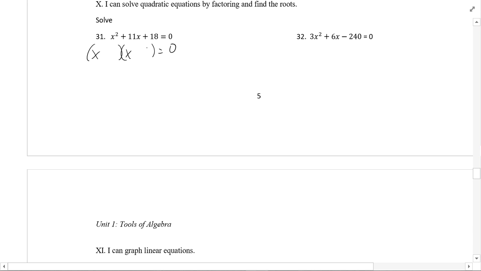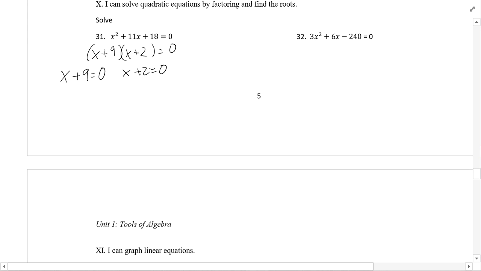And we're saying, what are the factors of 18 that add to 11? Well, what's going to multiply to a positive 18 and add to a positive 11? Well, that would be a positive 9 and a positive 2. Okay, but in this case, now that we're solving for x, we have to figure out what both answers are. So we have to set both of these equal to 0. x plus 9 equals 0, and x plus 2 equals 0.